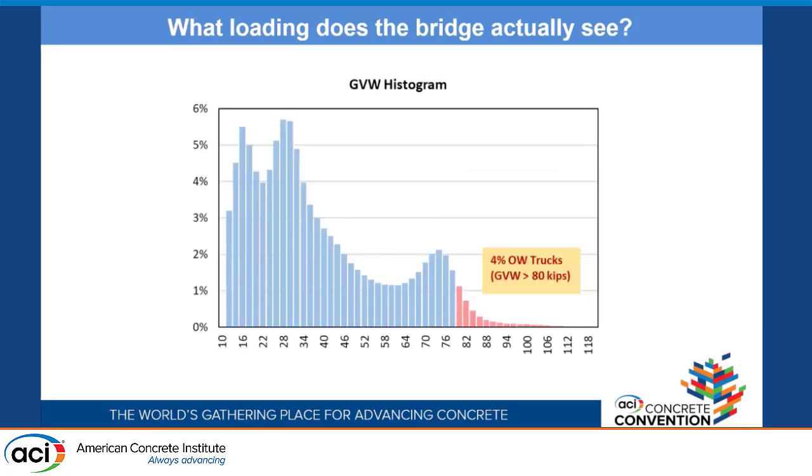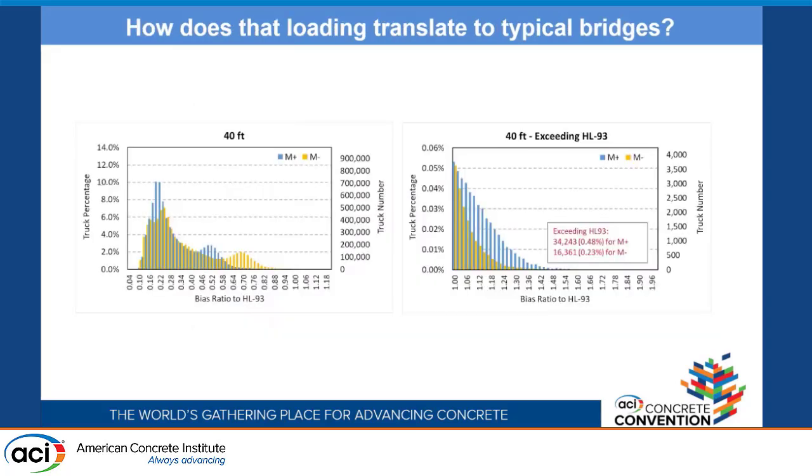From a high level picture, 4% of the trucks going across that bridge were greater than 80 kips, which is the legal load. So 4% sounds kind of small, but again, 4% of 7 million trucks is a lot of overweight truck passages on that bridge, well exceeding sometimes what the load was expected to be.